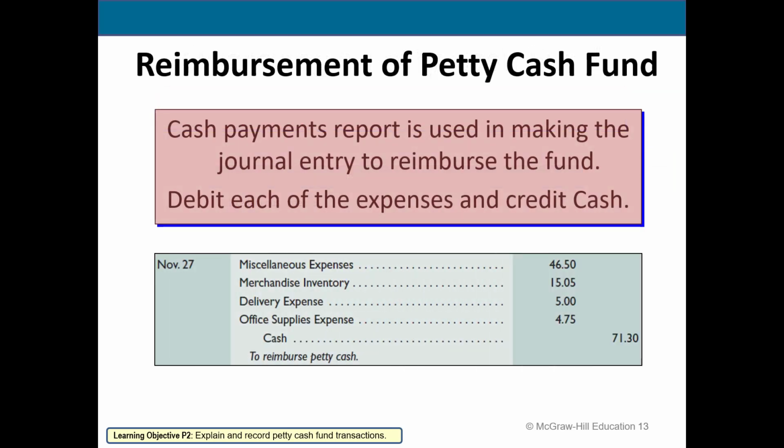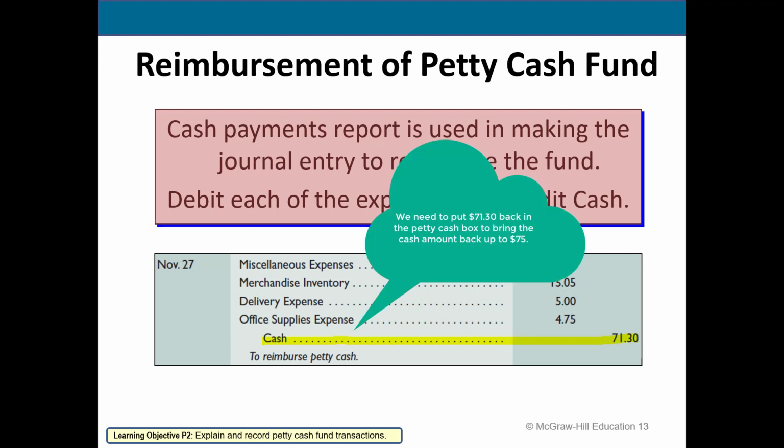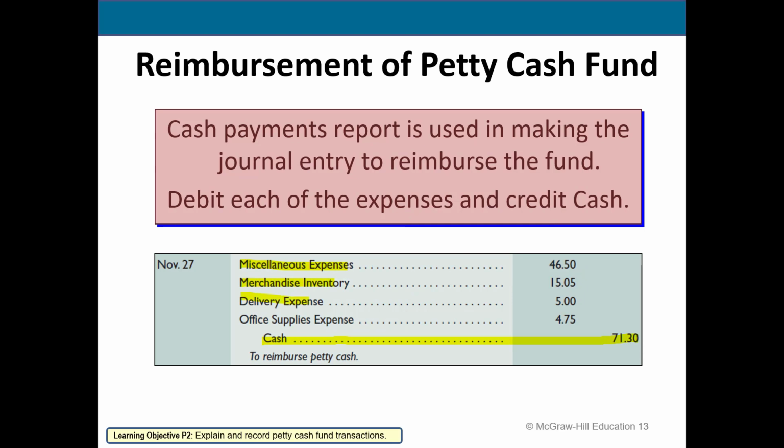Here's the journal entry. So notice that we're crediting cash. We are not crediting petty cash. What we're going to do is take $71.30 out of the cash account and put it back into the petty cash box. And these are the accounts that will be debited.